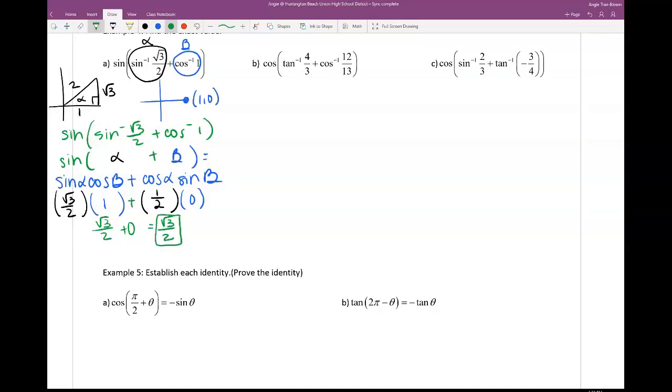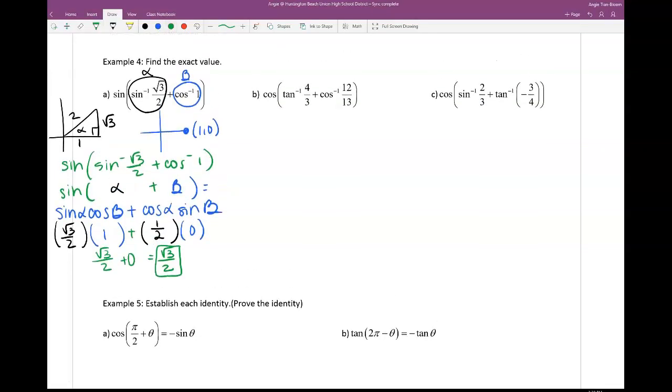Okay. Now, could you have worked this one out differently as well? Of course you could have worked this one out differently. But that's just one way, and I will show you a different way soon. Okay. Draw a line.